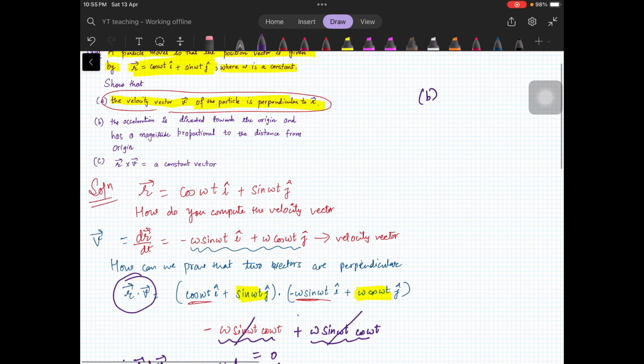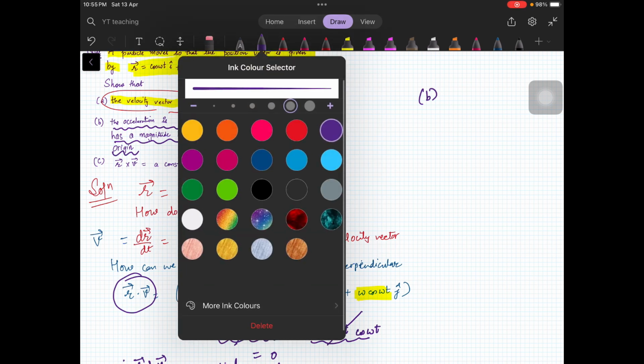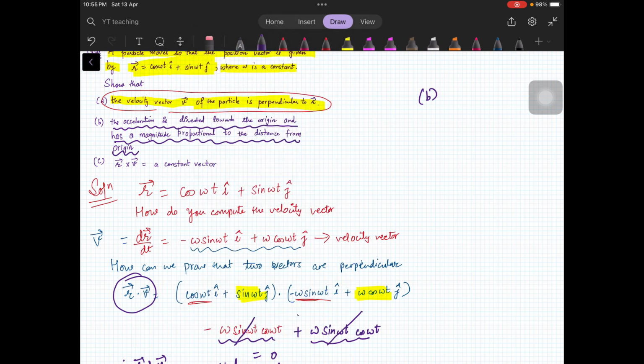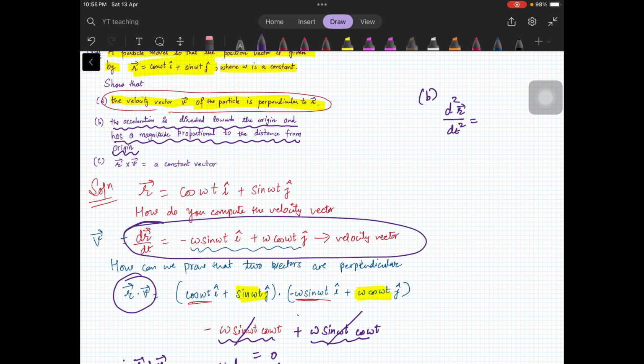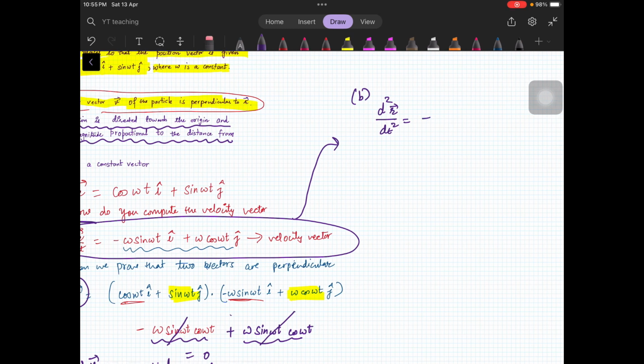It says that we have to prove that the acceleration is directed towards the origin and has a magnitude which is proportional to the distance from the origin. So how do we calculate acceleration? For acceleration, we must have d2r by dt2. We already computed dr by dt here. So from here, if you compute the double derivative, this would be minus omega square cos of omega t i cap minus omega square sine of omega t j cap.